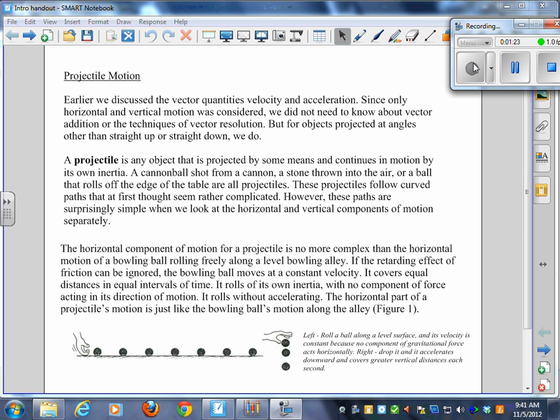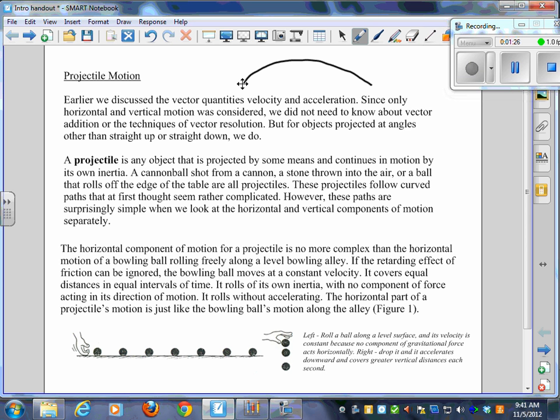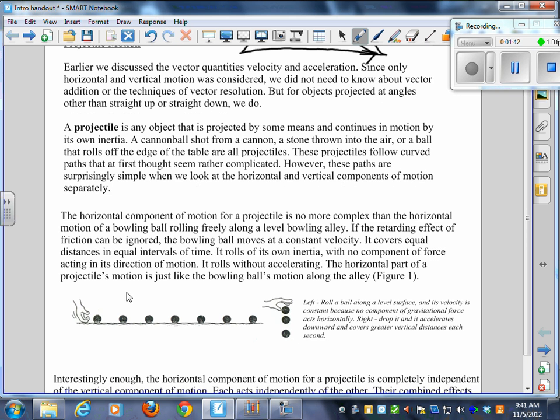So what they're saying is, and even if you think about that picture that I showed you, the horizontal part of that motion is exactly the same as if it was just rolling along the ground. It just happens to have a vertical component built in as well. If the retarding effect of friction can be ignored, the bowling ball moves at a constant velocity. Highlight that one.